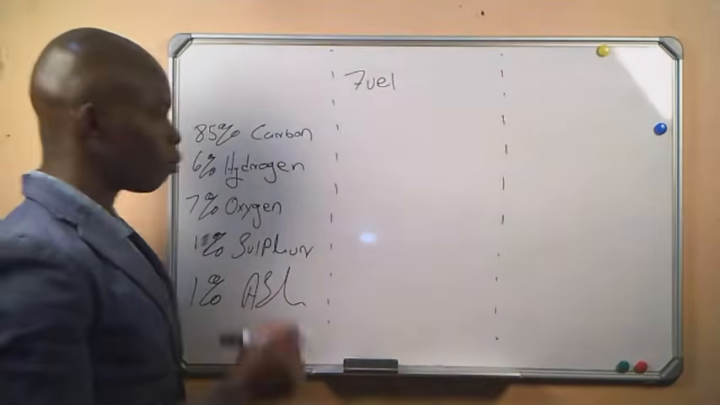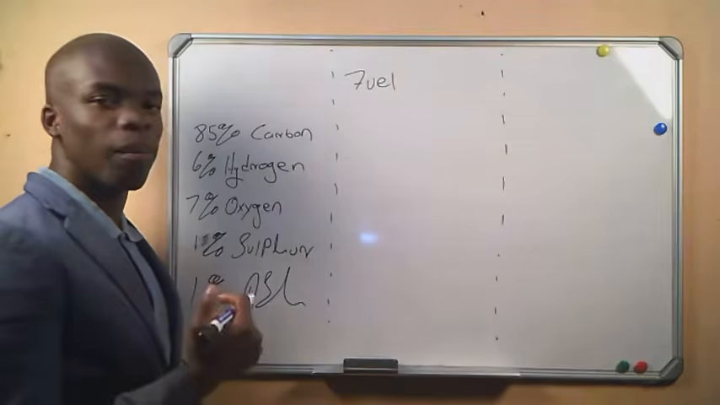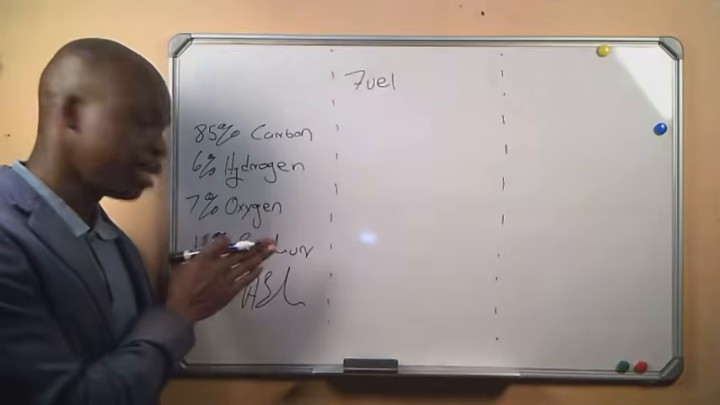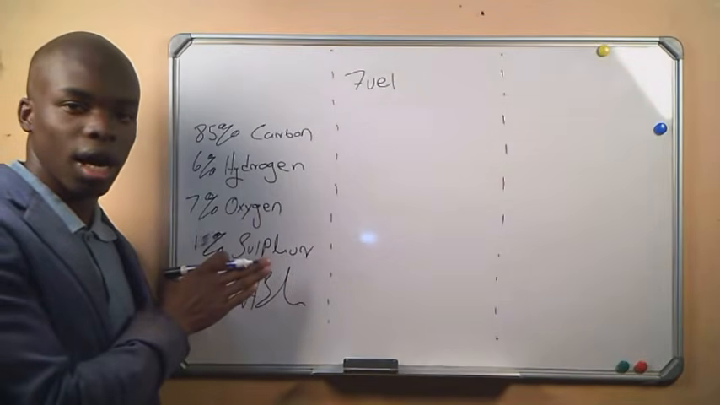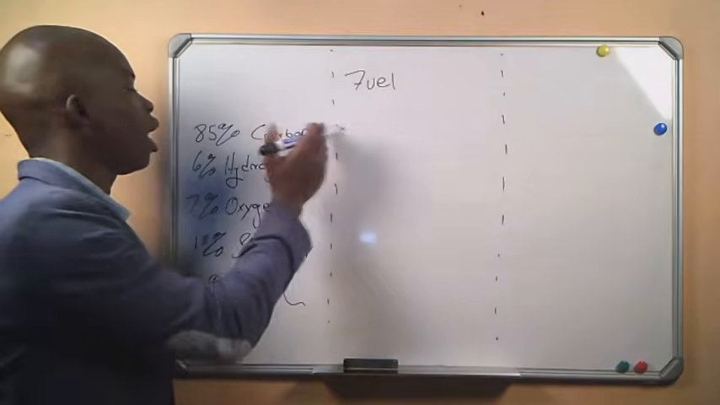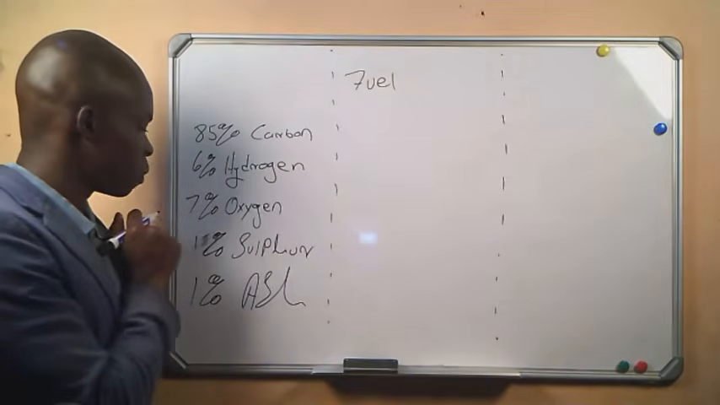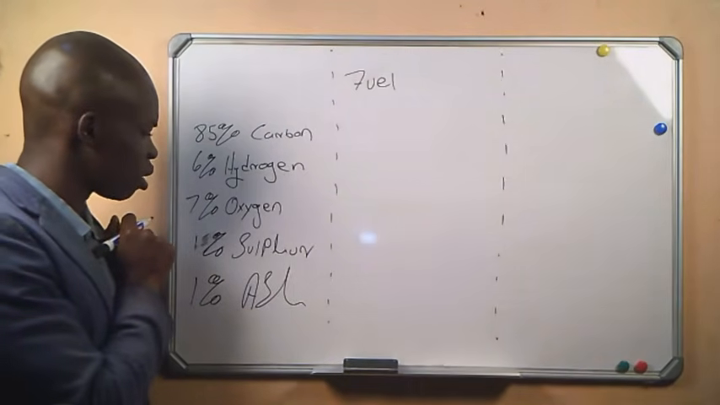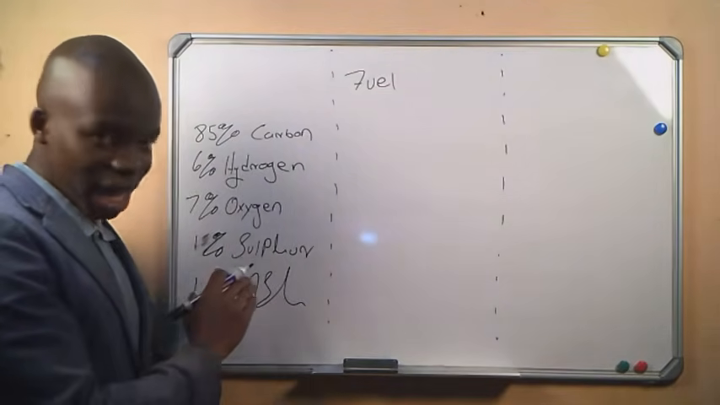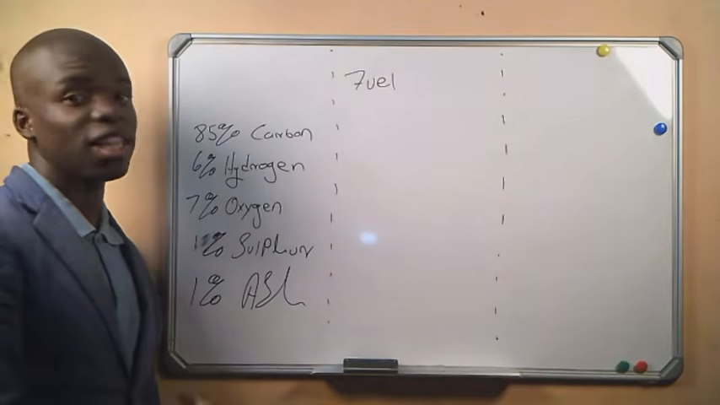We were given a fuel which is a coal, and they told us the analysis by mass of the coal. It consists of 85% carbon, 6% hydrogen, 7% oxygen, 1% sulfur, and 1% ash. So these are the ingredients of the fuel. These are what makes the fuel.